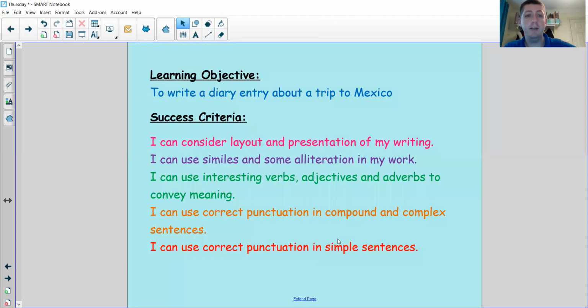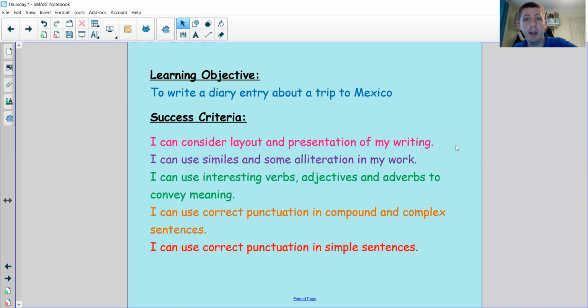Now, in today's activity, we're going to have a go at writing a diary entry about a trip to Mexico. And we're going to do some slow writing together to see if we can write some sentences that would go in a diary entry. So to be successful, we're going to see if we can use the correct punctuation in simple sentences and also in compound and complex sentences. We're going to see if we can use interesting verbs, adjectives, and adverbs to convey meaning. We're going to maybe use similes and alliteration in our work. That's not really the focus today. And we're going to see if we can consider the layout and presentation of our writing.